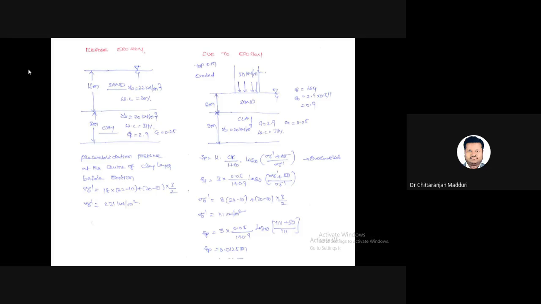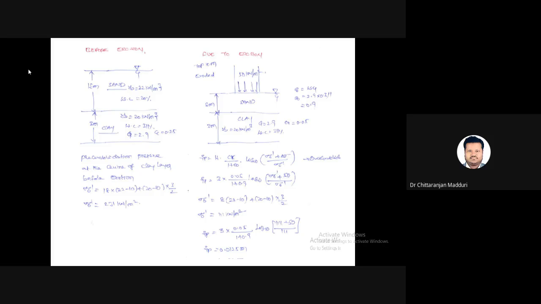Then after the sand, there is a clay. The depth of the clay layer is equal to 3 meters. The properties of the clay layer are gamma b equal to 20 kN per meter cube, water content equal to 31%, specific gravity equal to 2.9, and CC value equal to 0.25.